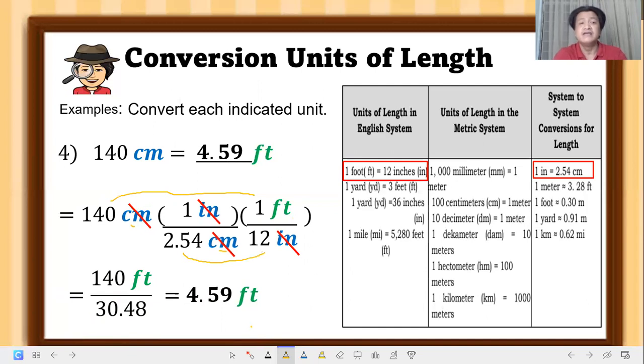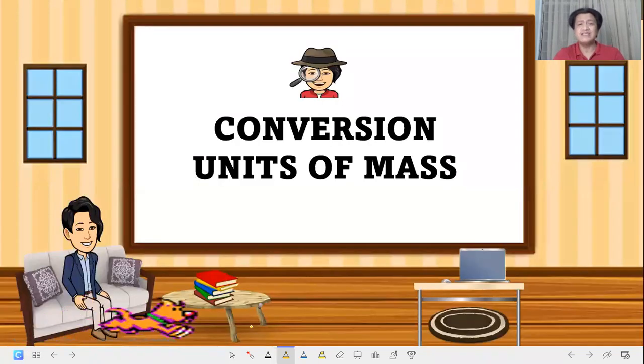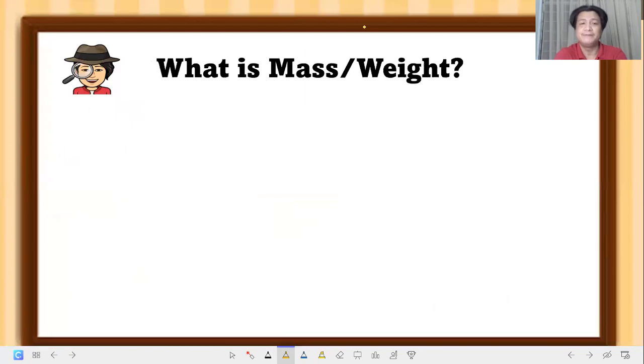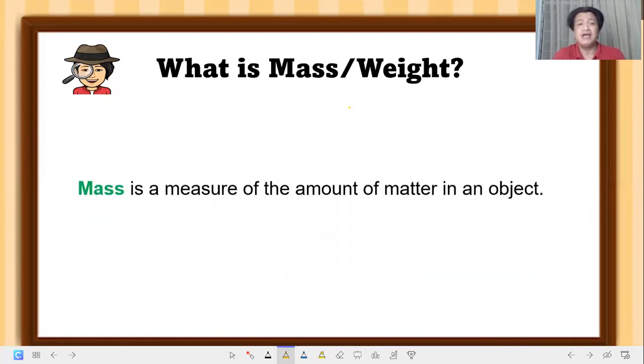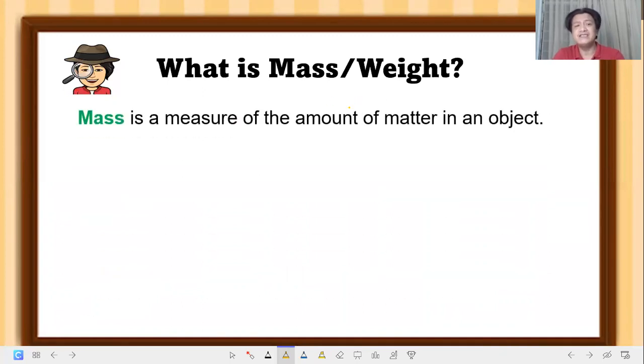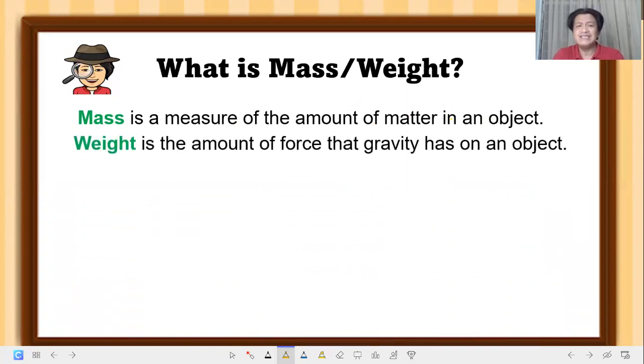Okay, depende sa centimeter. Okay, let's have conversion units of mass. So, but before that, let's define what is mass. Minsan, akala natin same yung definition nila, no? Okay, but magkaiba po. When we say mass, is a measure of the amount of matter in an object. Okay? Remember, that is the amount of matter. Okay, dito naman sa weight, this is the amount of force that gravity has on an object. So remember, that is force.